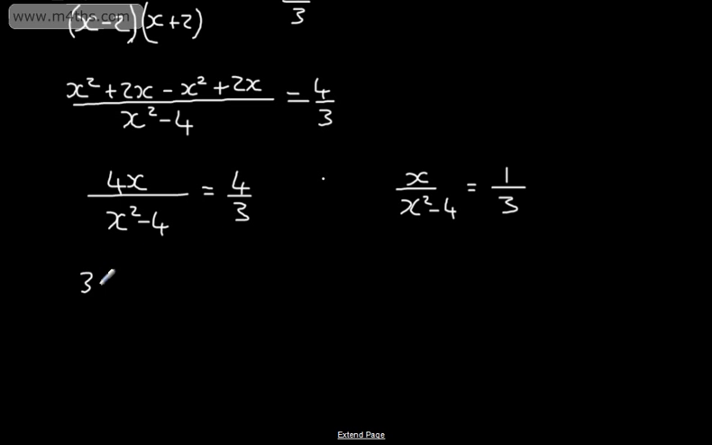So that's going to give me 3 lots of 4x, and that's going to be equal to 4 lots of x squared minus 4, or if you've still got your x plus 2, x minus 2. Now, when you're thinking about this, you're saying to yourself, well, I don't really understand what's going on here.